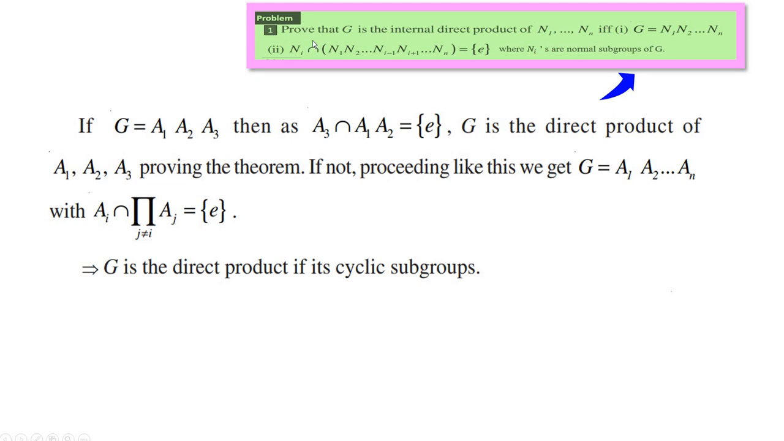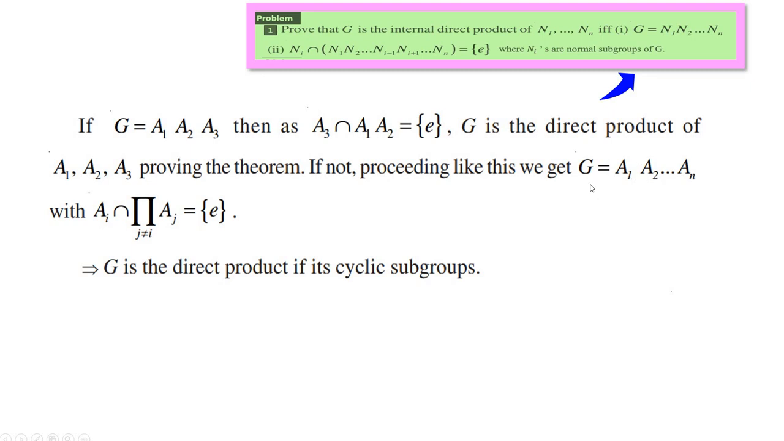So we make use of our first problem, as said earlier, that G will be the internal direct product once these two conditions are true. So here we have this condition to be true, and this is also there. So if we assume that G is A1, A2, A3, this is available already, just now we proved. So from this problem we conclude that G is the direct product of A1, A2, A3. So that will prove the theorem. If not, continuing the above process, G being finite, it has to end at one stage. So we will arrive at this, that G is the direct product of A1, A2, etc.